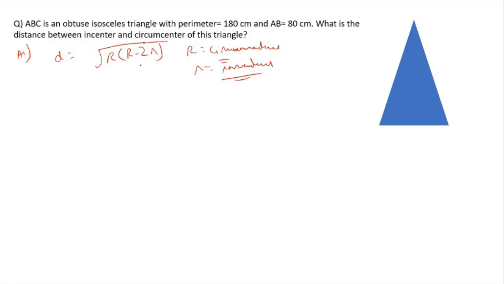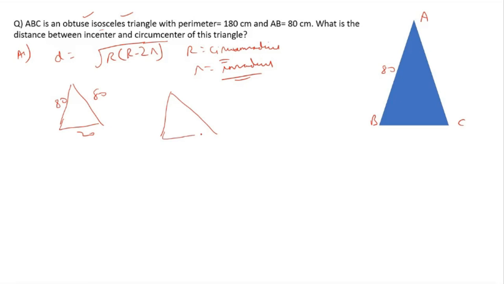Cool. So now I've written this. Now I should start with the problem. Obtuse isosceles triangle, the keywords being obtuse and isosceles, with perimeter 180, AB is equal to 80. So if we draw here, AB equal to 80. What is the distance between in-center and circumcenter? The first thing I should directly notice right after writing this formula in my notes is that there should be two triangles possible here. Because it's isosceles and the perimeter is 180, one triangle could be 80, 80 and 20.